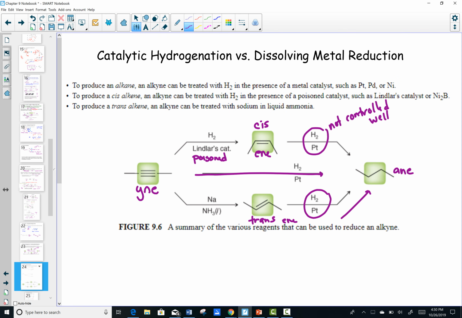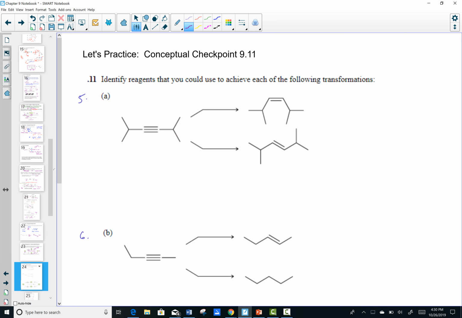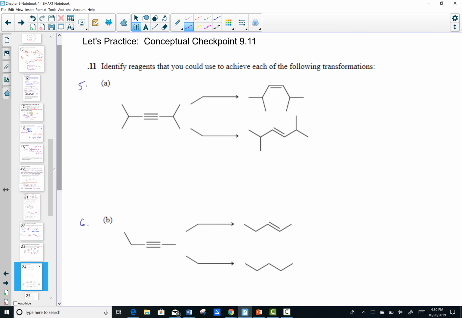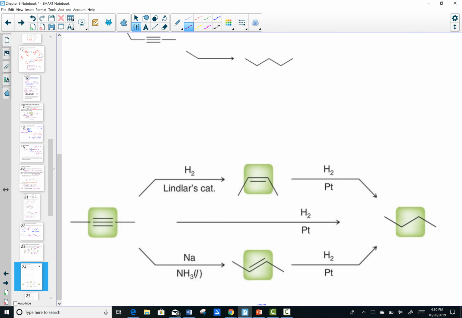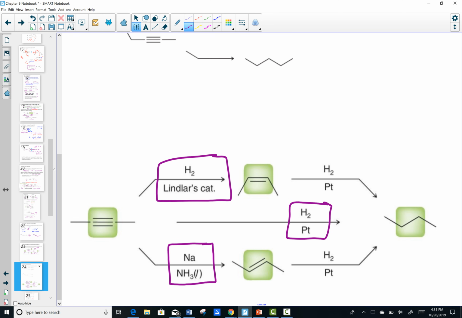So with that in mind, you're asked to practice some reagent choices. This is checkpoint 9.11. It says we need to identify what type of reagents we should use to achieve the following transformations. When asked to pick from the reagents, this was the slide we just used. Do we want to use hydrogen in the presence of Lindlar's catalyst? Do we want to use hydrogen in the presence of platinum? Or do we want to use sodium in liquid ammonia to create the trans-ene?